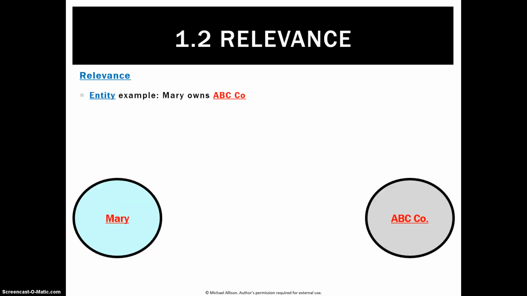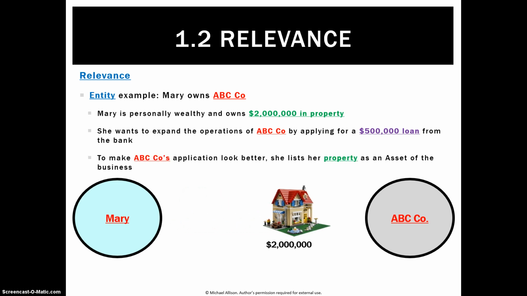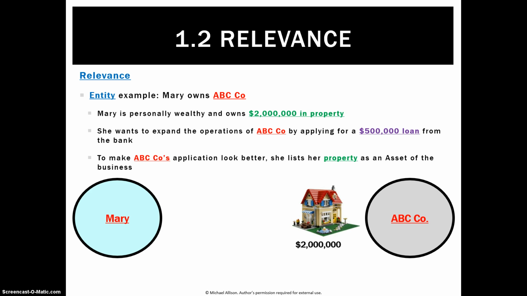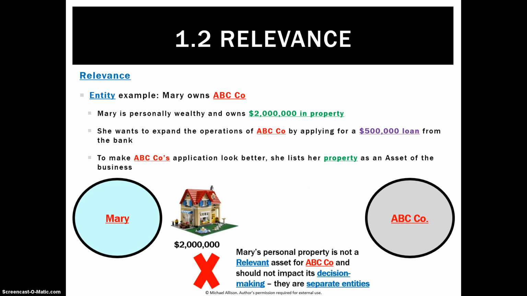Using an example, let's pretend Mary owns ABC Company. They are separate entities. You can see Mary's on the left in blue, ABC Co.'s on the right in grey. Mary's personally wealthy and owns $2 million in property. They're her personal assets. She wants to expand the operations of ABC Co. by going to the bank and asking for a $500,000 loan for ABC Co. To make ABC Co.'s application look better, she lists her personal property as an asset of the business. Can she do that? Absolutely not. Relevance and the entity principle states that her personal property is not a relevant asset for ABC Co. and therefore it shouldn't impact its decision making.